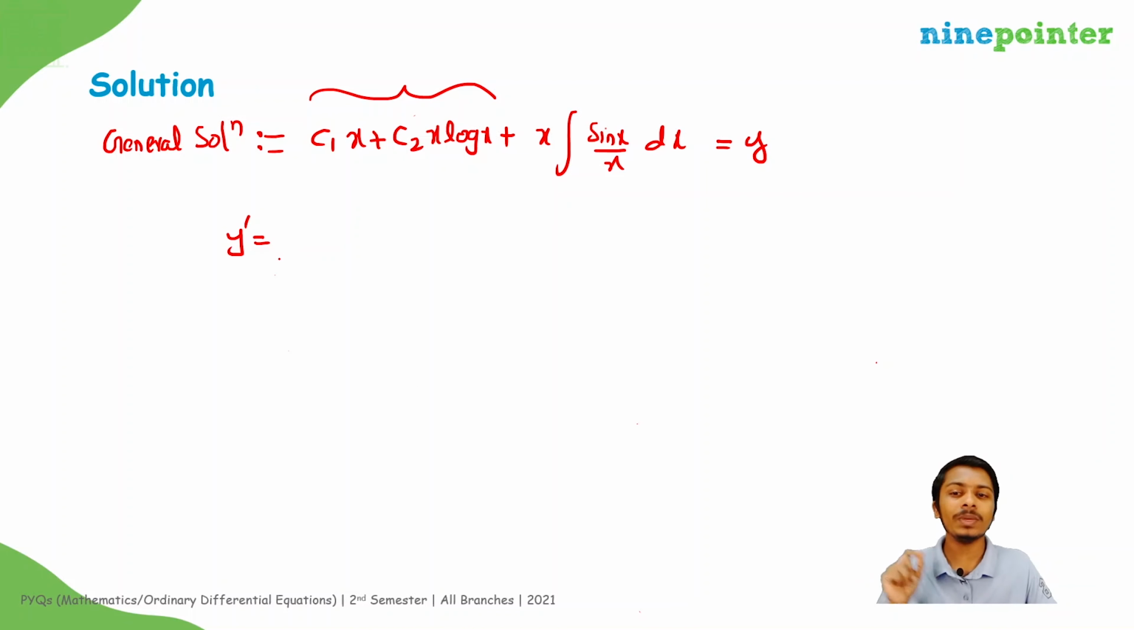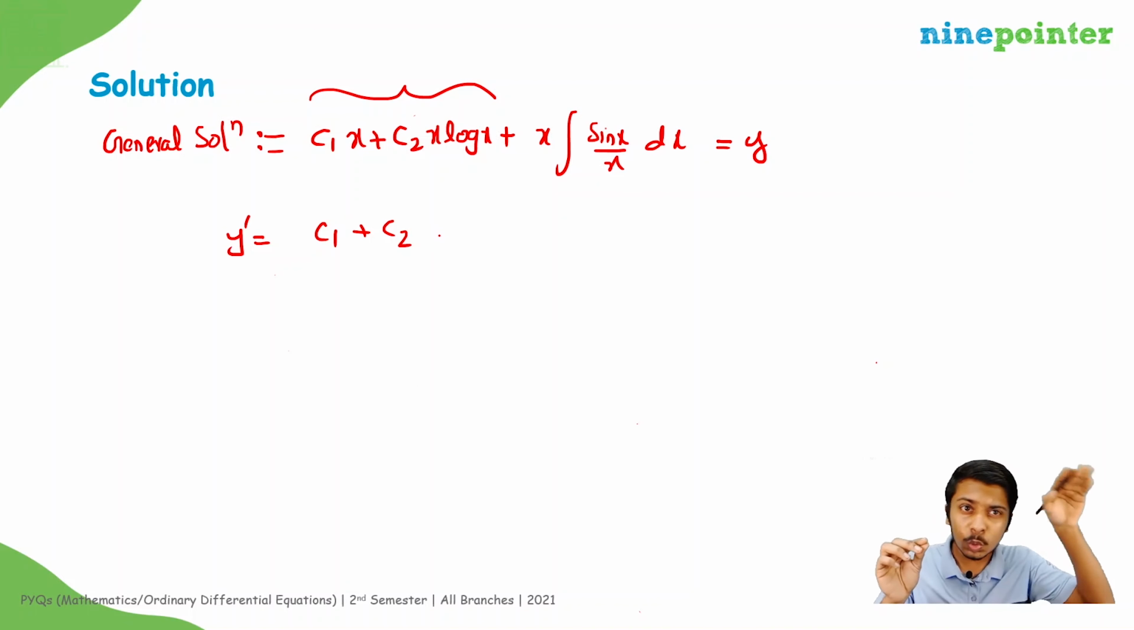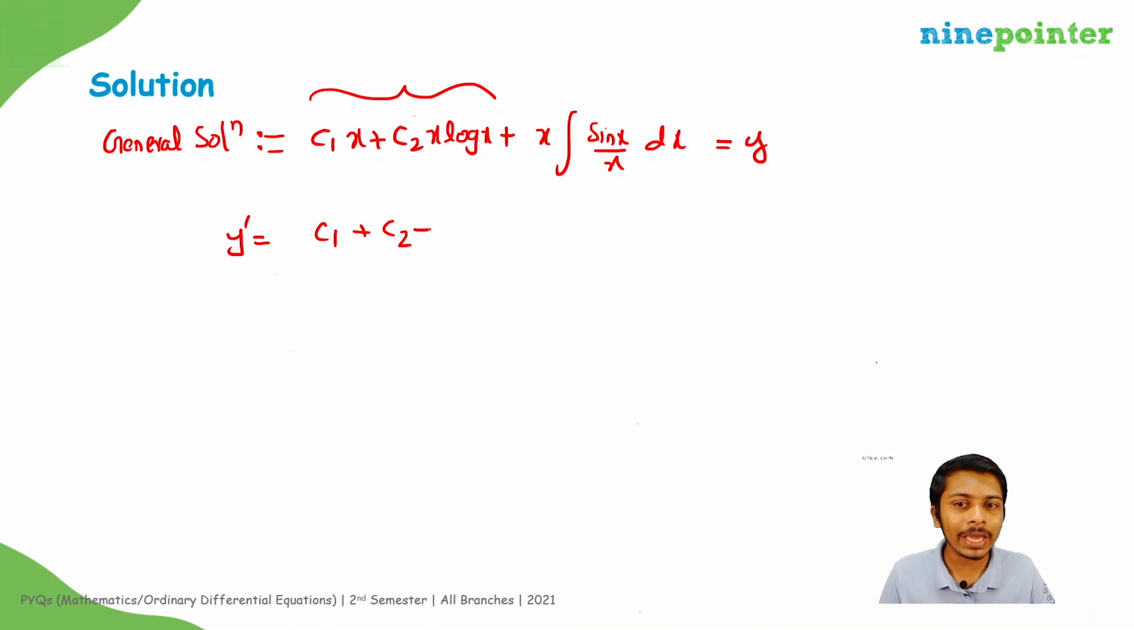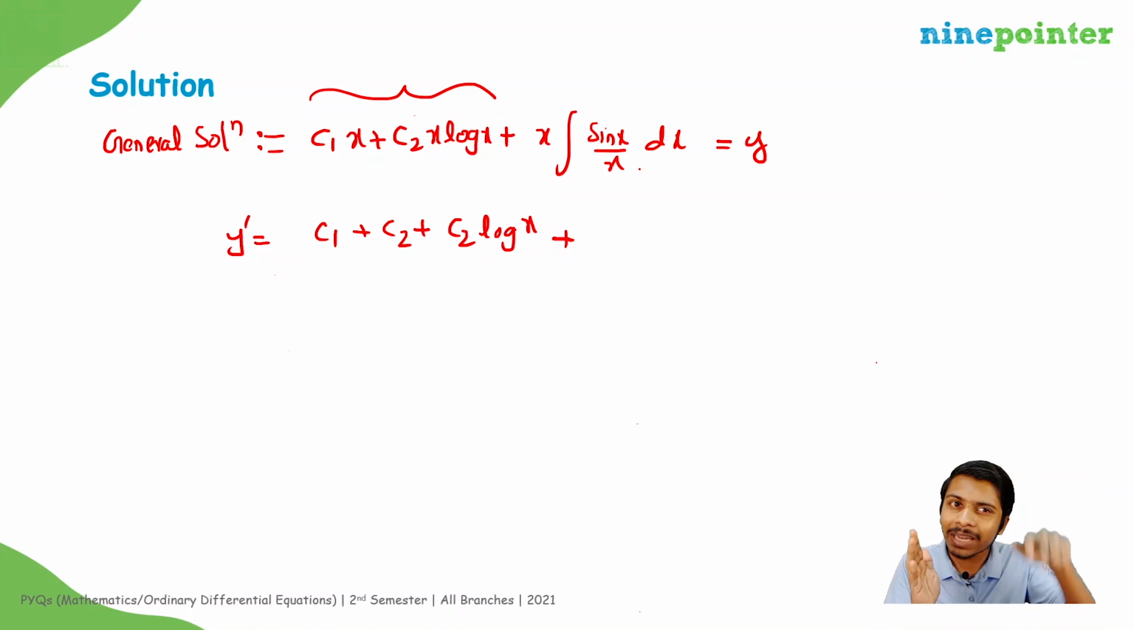So the first derivative will be y prime equal to c1 plus c2 into the derivative of x log x. We have already found it out, it's actually 1 plus log x. So c2 plus c2 log x, which is the same as c2 into 1 plus log x. Now plus I have to differentiate this thing. This is actually a product of two functions. I will consider that integral as a single function, so in order to differentiate this, I will use the product rule.